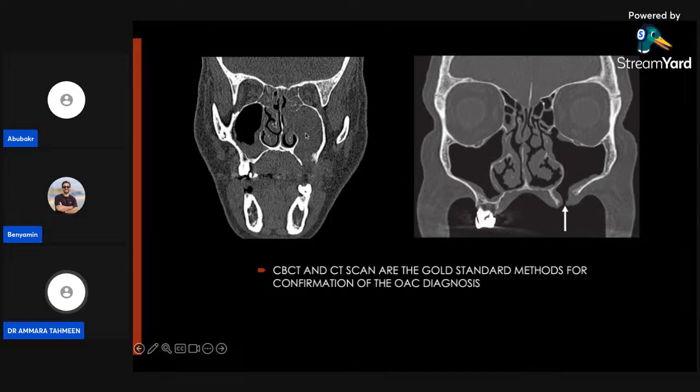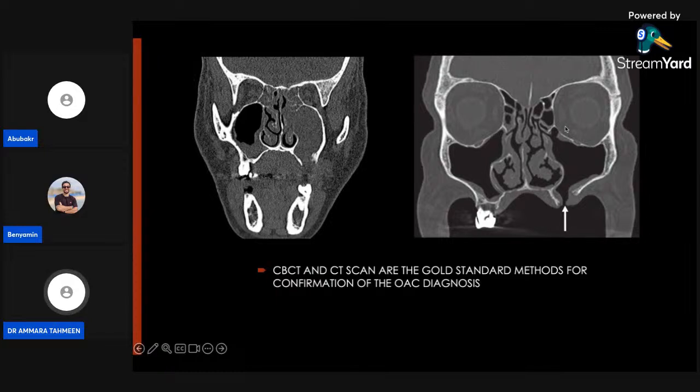How can we say it is acute? Because soon after the communication there is accumulation of blood into the sinus, and no epithelialization has taken place still. So you can see the free bone margins here. That means it is a fresh oroantral communication with the accumulation of blood and fluids in the maxillary sinus. So the opacity which you are seeing is the fluid levels in the maxillary sinus.